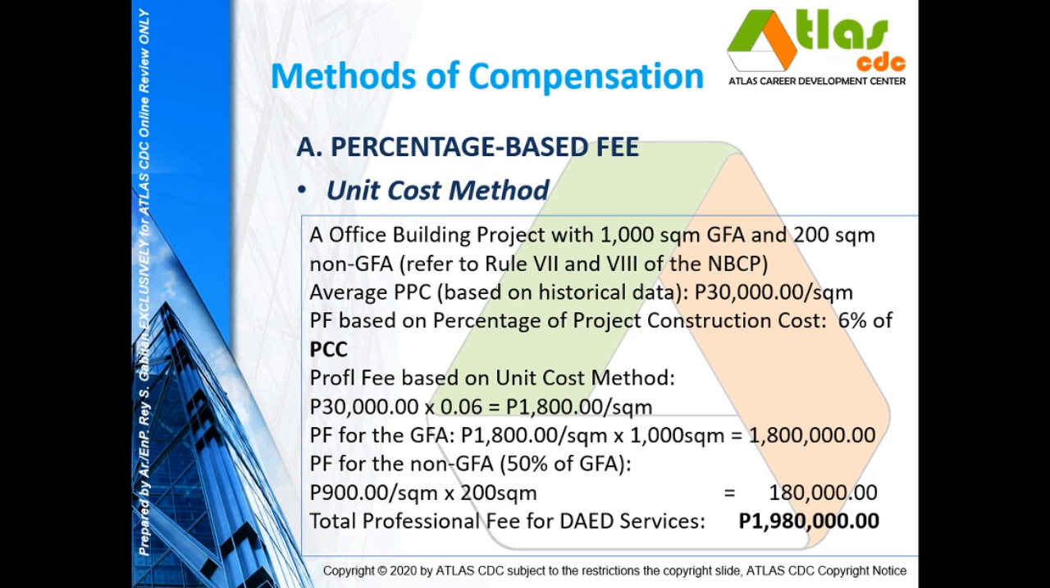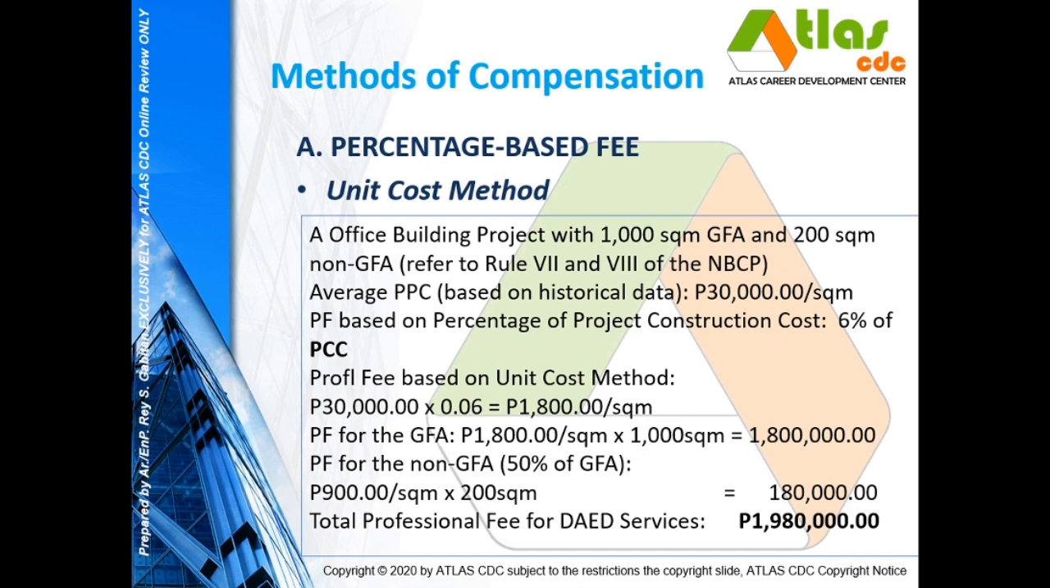That is 30,000 pesos times 6% or times 0.06 will be 1,800 pesos per square meters. So that if you have a 1,000 square meter GFA, your fee for that area will be 1,800 per square meter times 1,000 square meter. Your PF will be at 1.8 million.